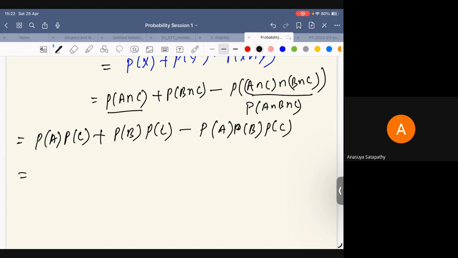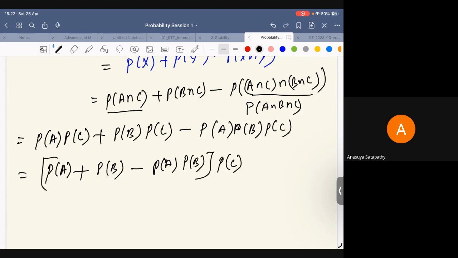Now think what to take common. Should I take P of C? Yeah, perfect. Plus P of B. I'm taking P of C common: P of A plus P of B minus P of A times P of B, times P of C. Okay, now did you take P of C?